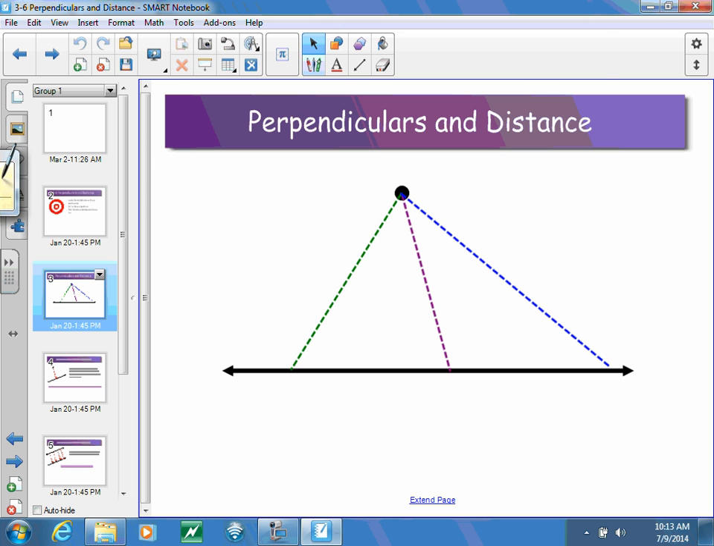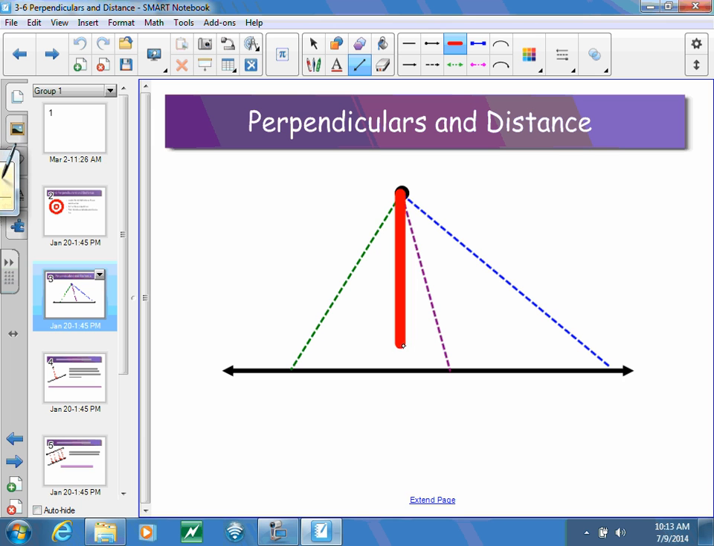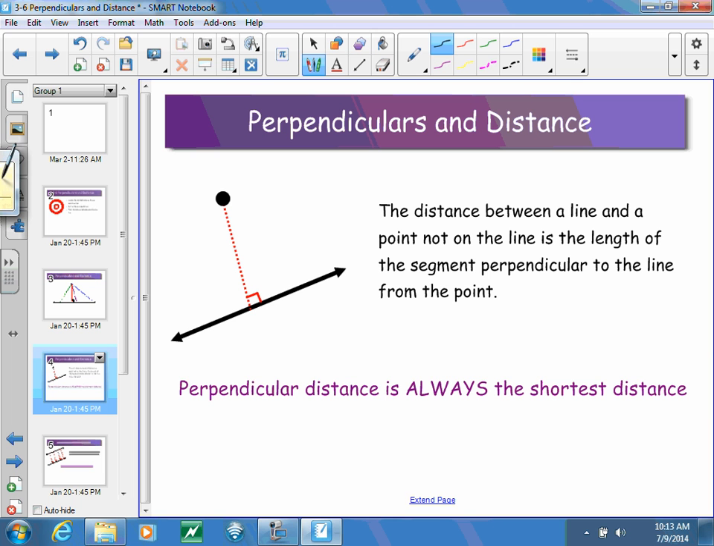And they get shorter and shorter until I were to make one that is making a perfect 90-degree angle with the other line. And that's going to be our shortest distance. So when you're talking about the distance between a line and a point not on that line, the perpendicular distance is always going to be the shortest distance.